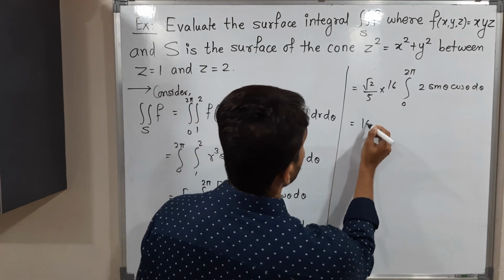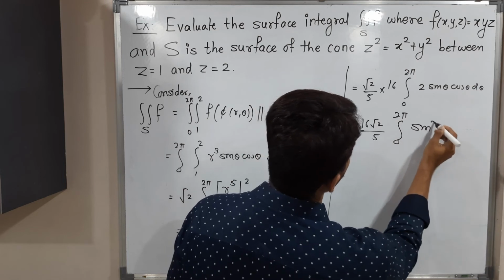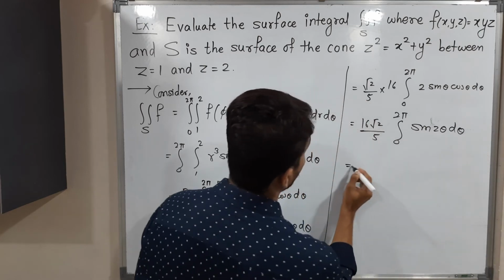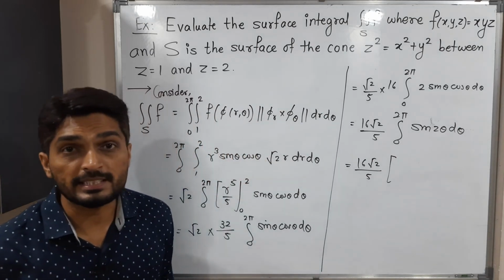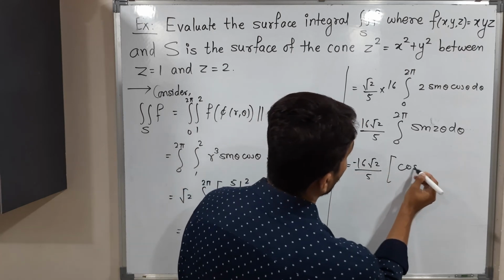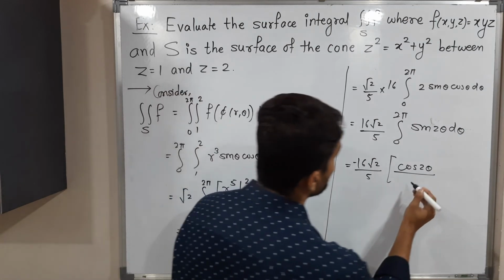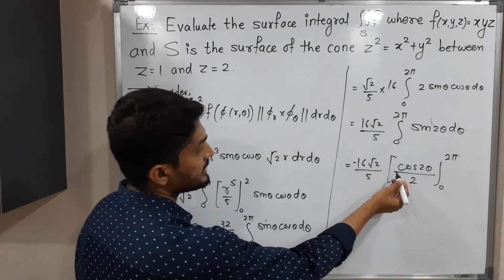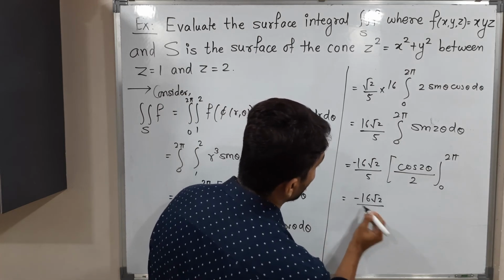So this is equal to 16 root 2 by 5, 0 to 2 pi, sine 2 theta d theta. Will you tell me the integration of sine 2 theta? Integration of sine is basically minus cos. Let me take the minus outside, cos 2 theta. And whatever the multiple of theta is, we should write it in the denominator. The multiple of theta is 2, so I am writing 2 in the denominator, with limits 0 to 2 pi. Actually the integration of sine is minus cos, but the minus is constant, that's why I have taken it outside. So minus 16 root 2 by 5.